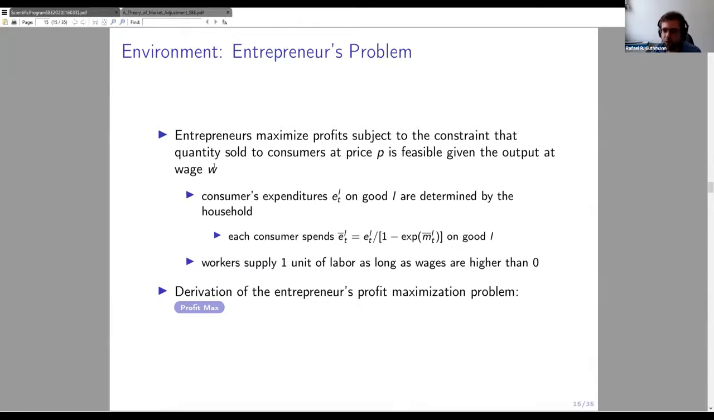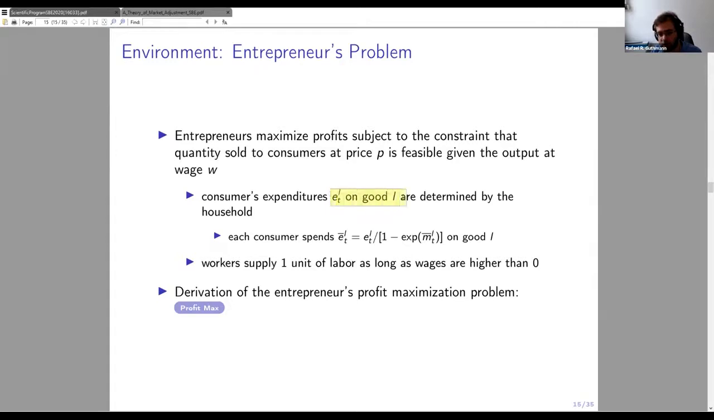And then they have to balance this to maximize profits. And in equilibrium, what will happen is that you don't want to hire more workers than you sell the output. So you never post wages that imply a higher output than the demands implied by the price P, right? And workers and consumers, the worker will supply 1 unit of labor as long as wages are higher than 0. So we assume the household doesn't have any disutility from supplying labor to the economy. So the worker will be happy to work for any wage higher than 0. So the equilibrium distribution of wages will have support starting from 0 to some upper bound wage, strictly positive wage level. The consumer then, they will spend some quantity determined by the household on good L.